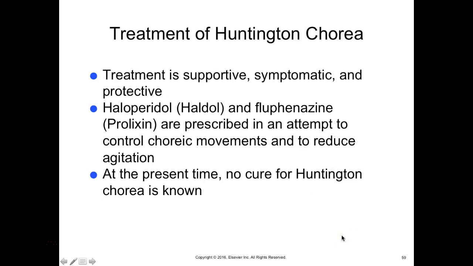Treatment of Huntington chorea. The treatment is supportive, symptomatic, and protective. There is no cure for Huntington chorea, and some of the medications, Haldol and Prolixin, are prescribed in an attempt to control the choreatic movements and to reduce agitation.